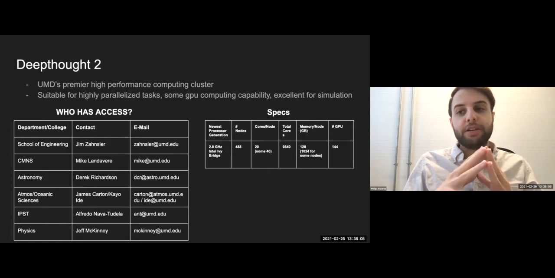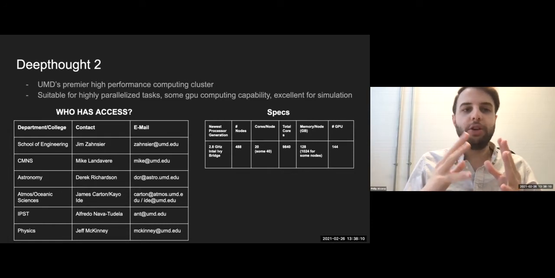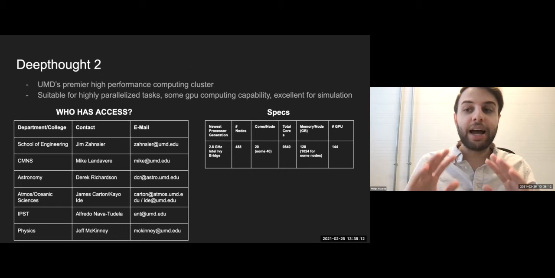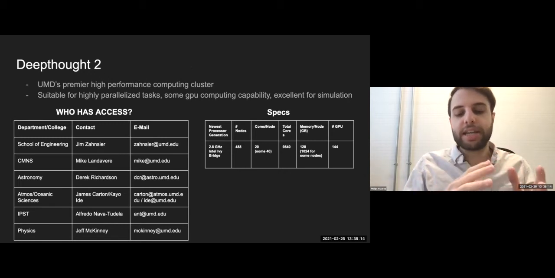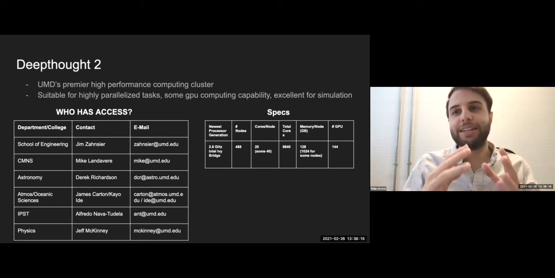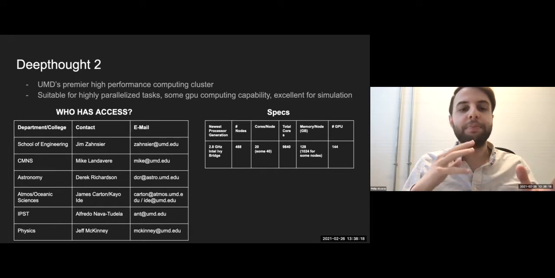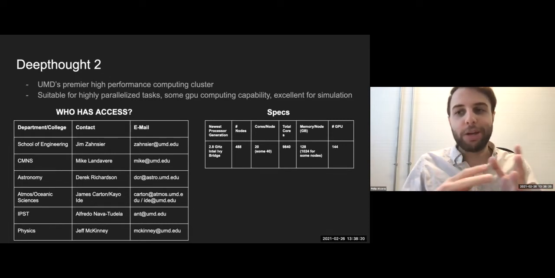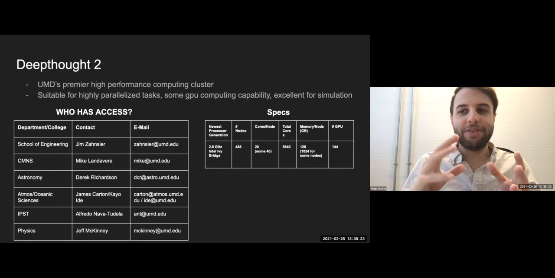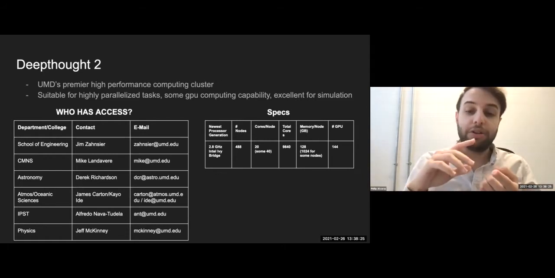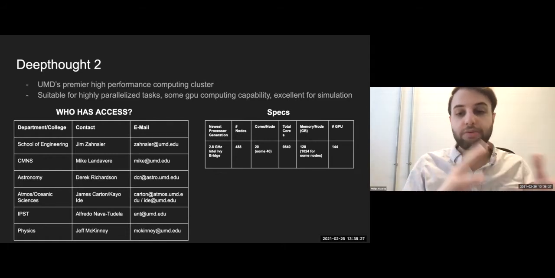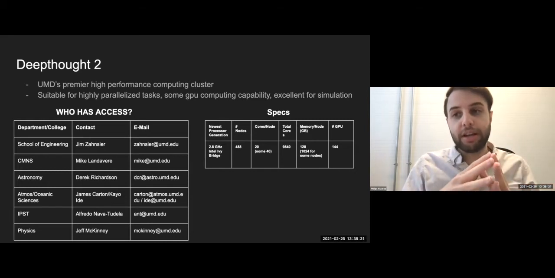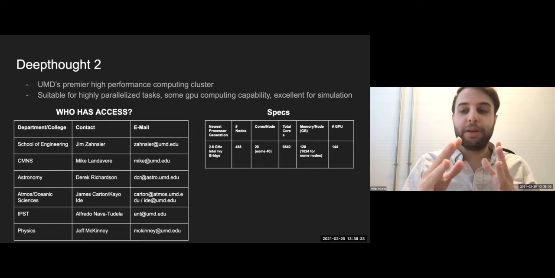I want to start with Deep Thought 2. Deep Thought 2 is UMD's main high performance cluster, and it's really designed to be good at as many tasks as possible. It doesn't have too many weak points, in terms of having a lot of this but not a lot of that. You have a lot of cores, there's a lot of RAM per node, and there's even some GPU computing capability if you have a model that supports that.